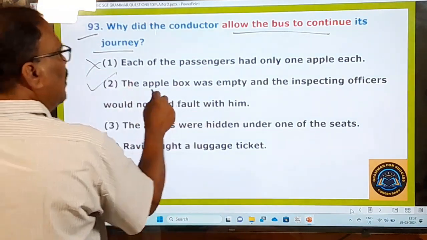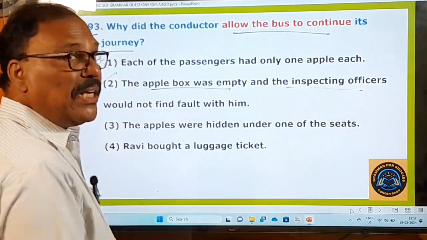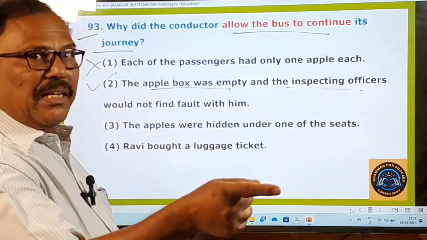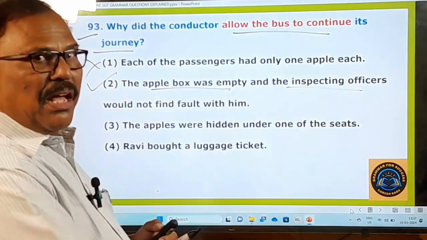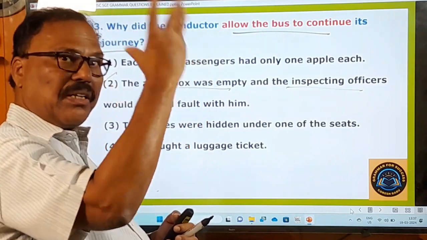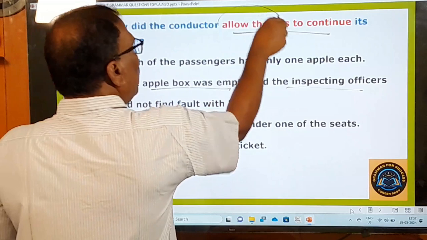This is the right one. The apple box is empty and the inspecting officers will not find fault with the conductor. Inspecting officers will come and say, why didn't you buy a luggage ticket for this box of apples? So they will insist on him. They will find fault with the conductor, and this problem is no more. And that's why he allowed the bus to continue.